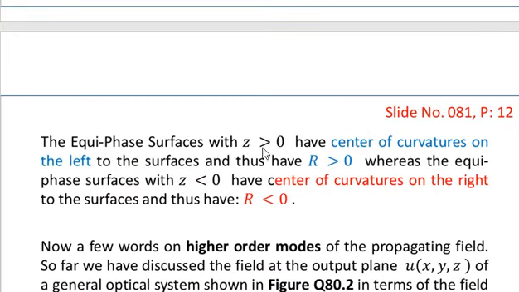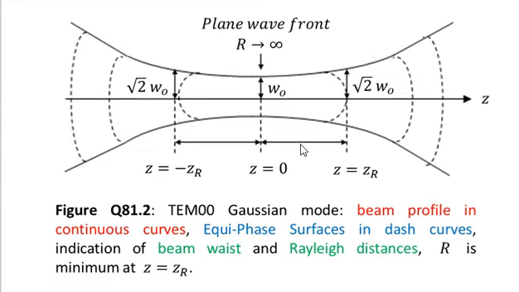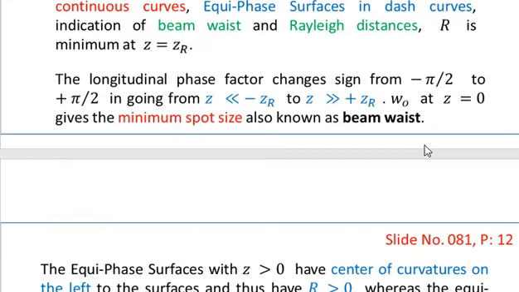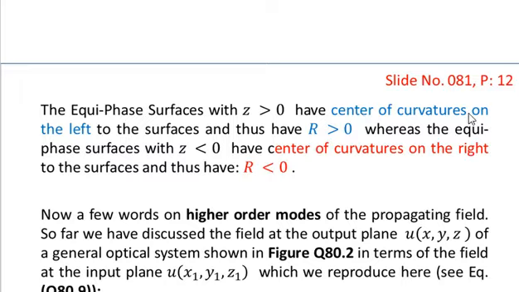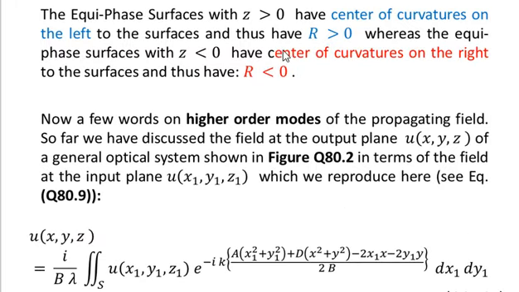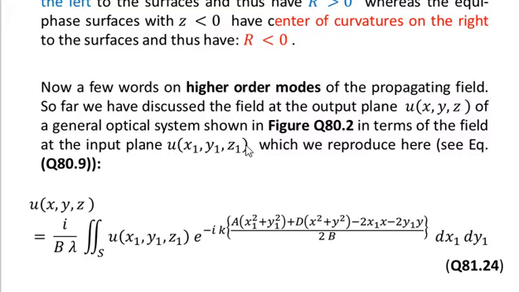The equiphase surfaces with z greater than 0, for example these ones, on the right hand side of z equal to 0, have centers of curvature on the left of the surfaces, and thus we have to take R greater than 0, whereas the equiphase surfaces with z less than 0 have centers of curvature on the right side of the surfaces, and thus R will be taken as negative. So these are the sign conventions for the radius of curvature. But here we are not going to use this sign convention, just mentioned for completeness.